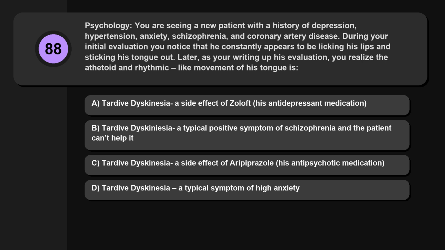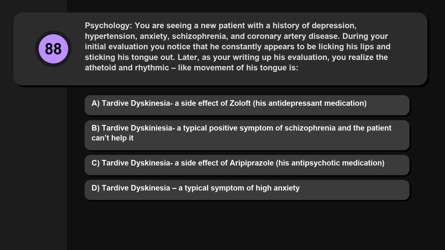Question 88. Psychology. You are seeing a new patient with a history of depression, hypertension, anxiety, schizophrenia, and coronary artery disease. During your initial evaluation you notice that he constantly appears to be licking his lips and sticking his tongue out. Later, as you're writing up his evaluation, you realize the athetoid and rhythmic-like movement of his tongue is Option A. Tardive dyskinesia, a side effect of Zoloft, his antidepressant medication.